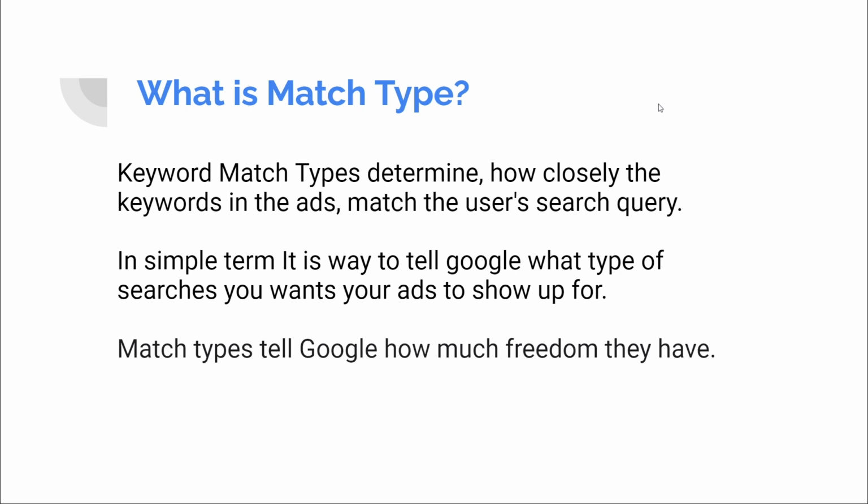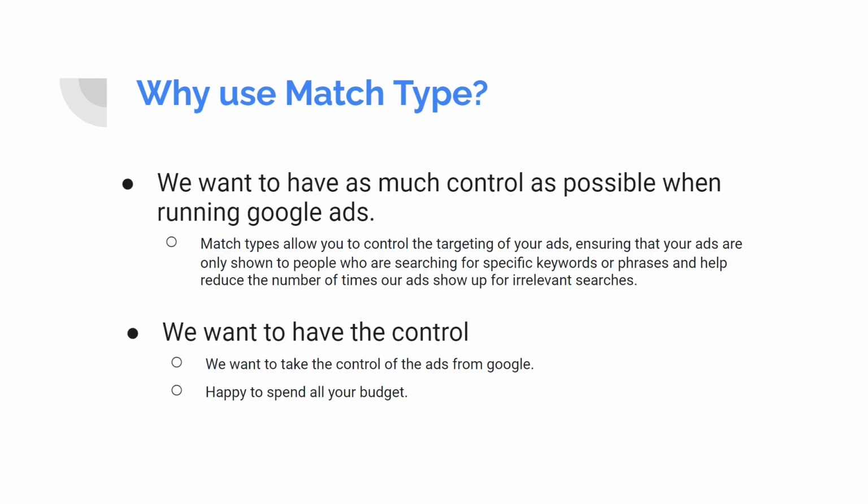Basically, match type tells Google how much freedom they have. So keywords, by using match types, will seriously influence which search term will trigger any given keyword. The reason why we want to use the different match types is that they help us to control when and where our Google ads show up. By using the right match type, we can make sure our ads only show up for relevant searches and avoid wasting money on irrelevant ones, right?